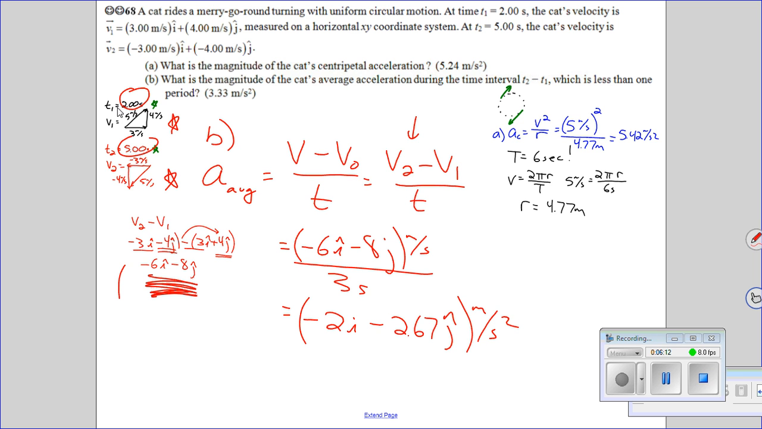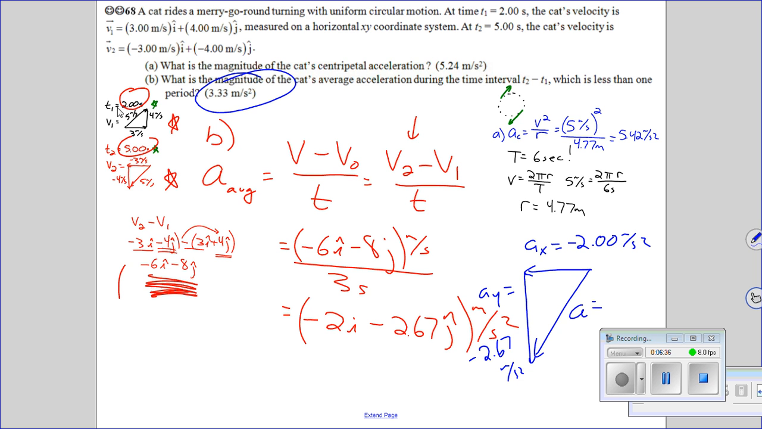And then finally, we just put it back together using the Pythagorean theorem. So let's see, we've got an x component of negative 2.00 meters per second squared. We've got a y component of, sorry, the board's getting cluttered here. We've got to find our hypotenuse. So do your Pythagorean theorem and you get your answer. All right, here we go.